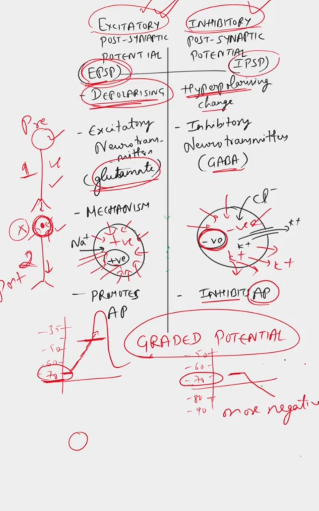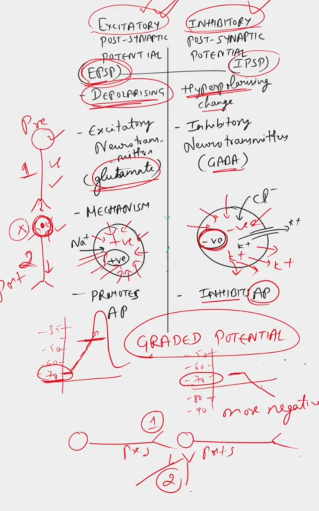For example, see here, a presynaptic neuron is acting on a postsynaptic neuron. There are 3-4 synapses forming. Two are producing EPSP and one is producing IPSP. What will happen? The postsynaptic neuron will summate this and start firing an action potential because there are two EPSPs forming but only one IPSP. So summation happens at the cell body of the postsynaptic neuron.